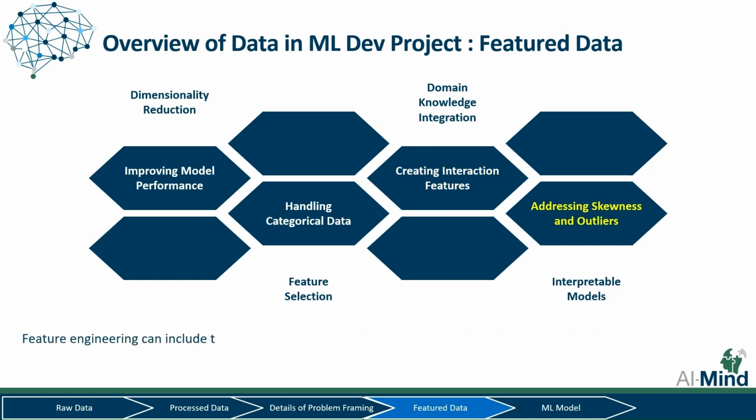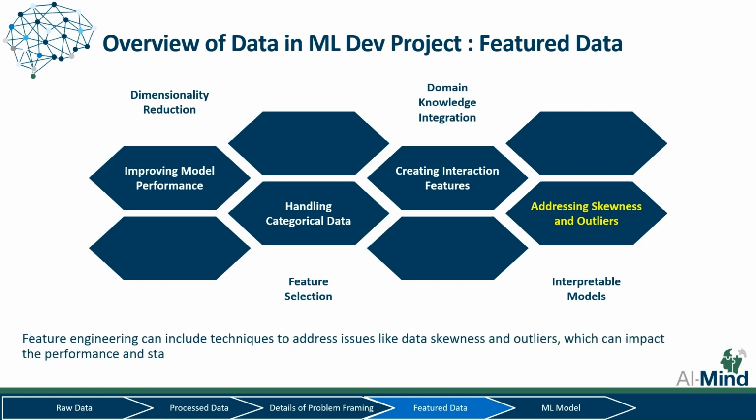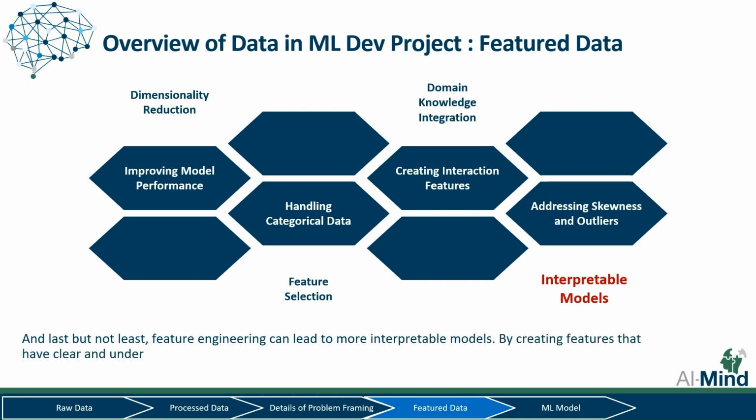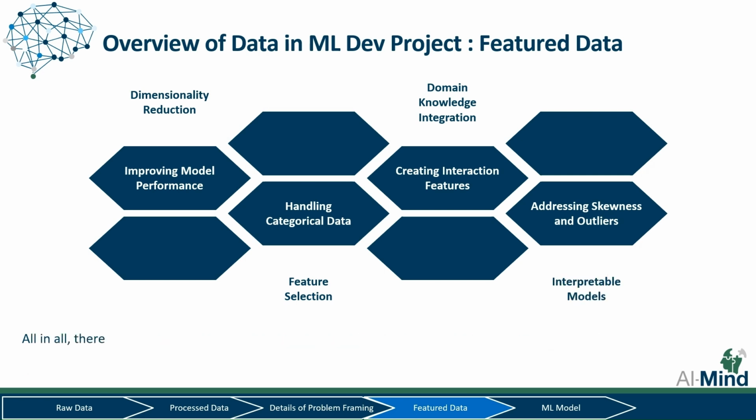Feature engineering can include techniques to address issues like data skewness and outliers, which can impact the performance and stability of machine learning models. And last but not least, feature engineering can lead to more interpretable models. By creating features that have clear and understandable relationships with the target variable, the model's predictions become more transparent and actionable.